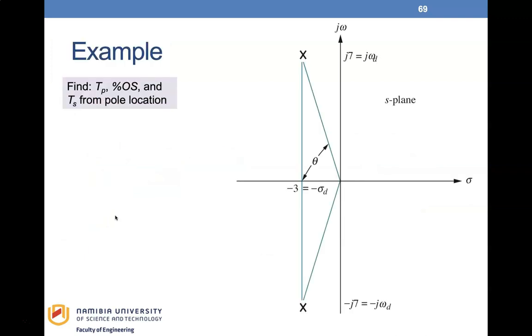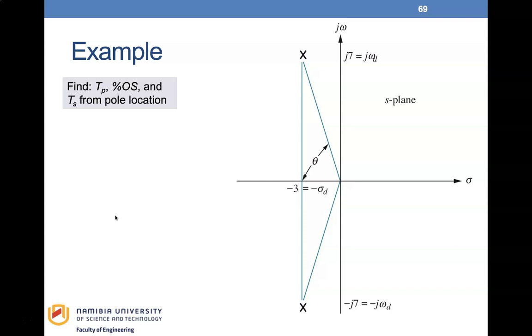Let us conclude this lecture with this example, which is found on page 184 of your textbook. Given the pole plot shown in this figure, we are to find the peak time, percentage overshoot, and the settling time from the pole locations.